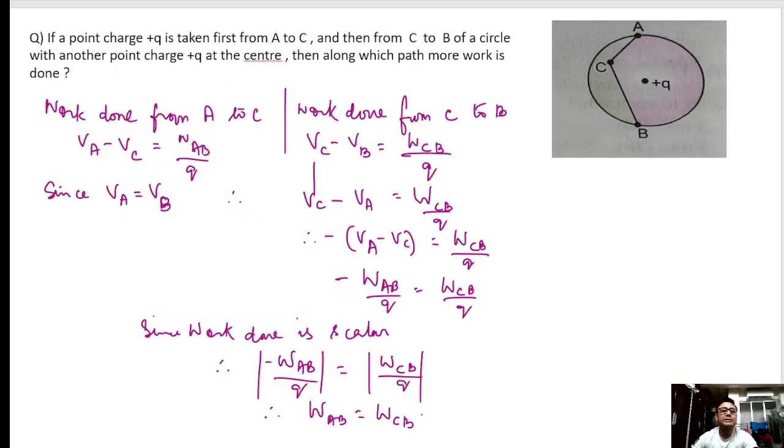So the next sum says, if a point charge plus Q is taken from A to C, and then from C to B of a circle with a charge. So I am taking plus Q from A to C, then C to B, and there is a plus Q charge at the center. They are asking along which path the work done is more. So let's see from A to C.